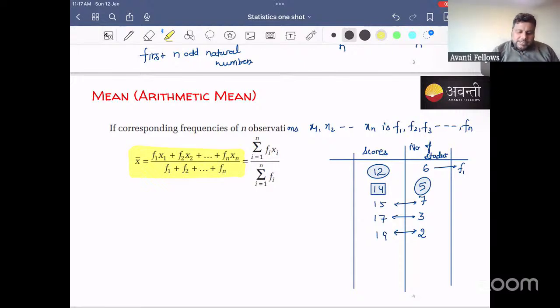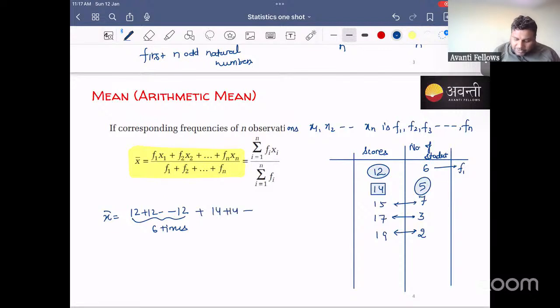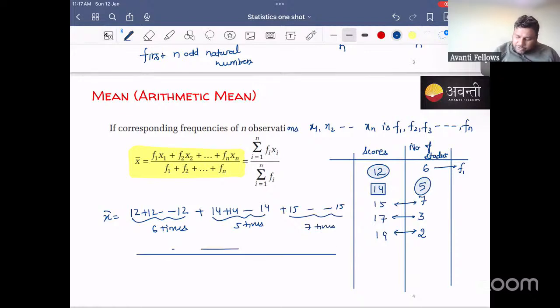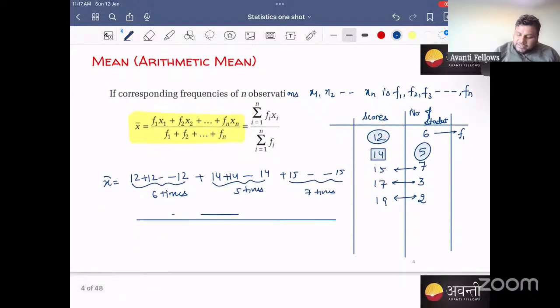Am I clear? If you do it in a very normal way, then x bar will be: you will be adding 12 plus 12 and so on, 12, how many times? 6 times. Then you will be adding 14 plus 14 up to 14, how many times? 5 times. Then you will be adding 15 up to 15, how many times? 7 times. And so on and so forth. And then divided by the total number of students.